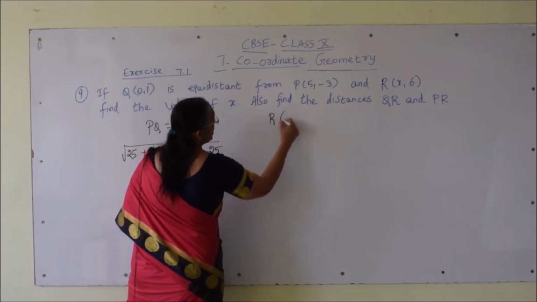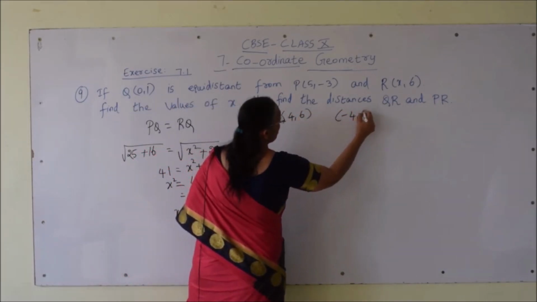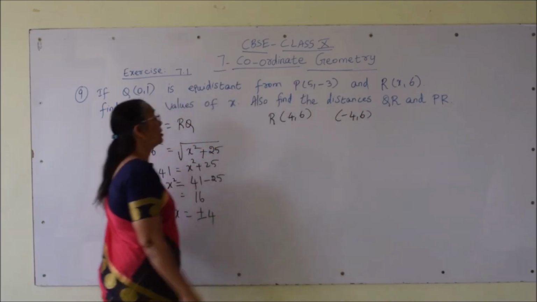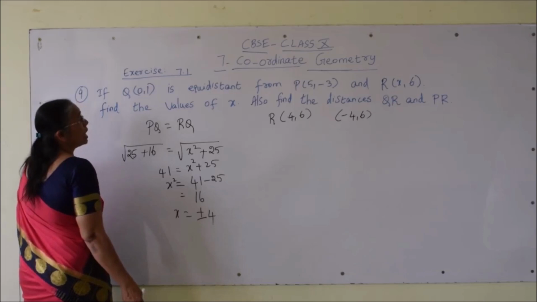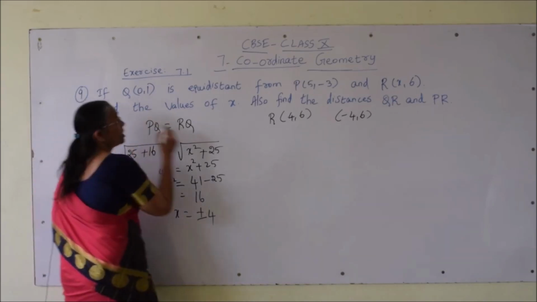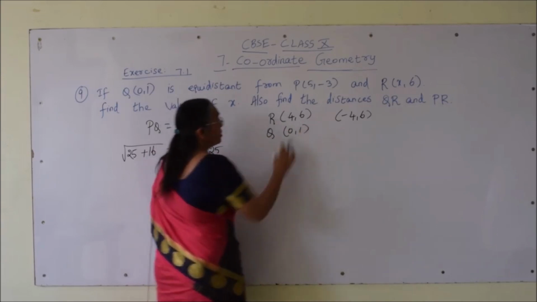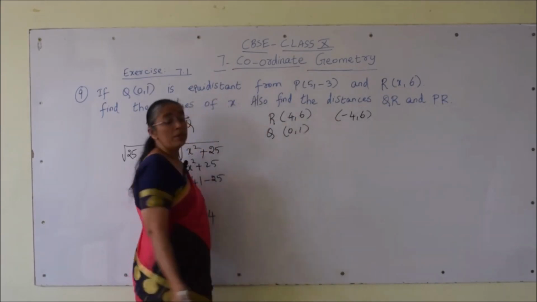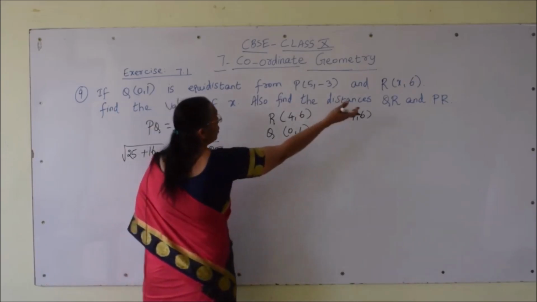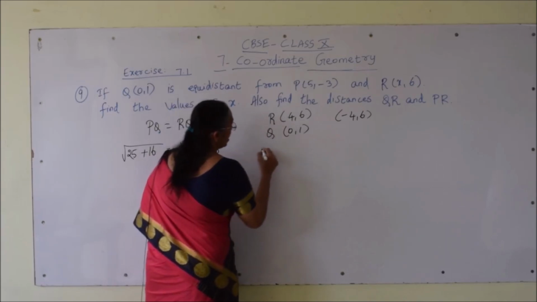Our points are 4, 6 and minus 4, 6. The question is to find the distances QR and PR. So, Q is the point 0, 1. With 4, 6 we can find it, and with minus 4, 6 also we can find it. Both will give the same answer only, because negative 4 whole squared will become positive only. Okay, anyhow, QR distance.